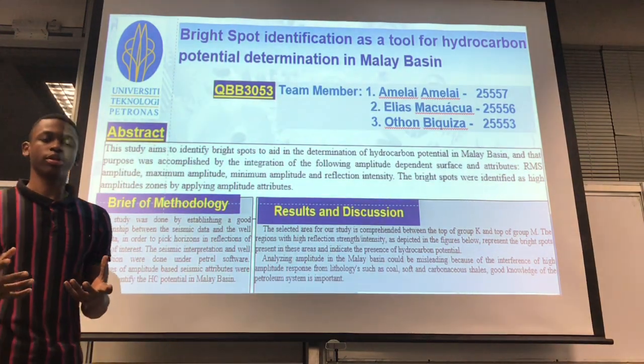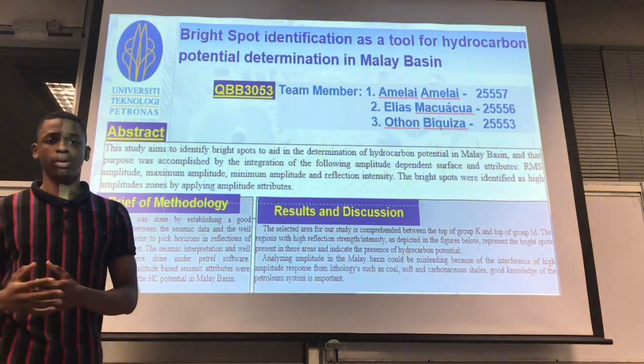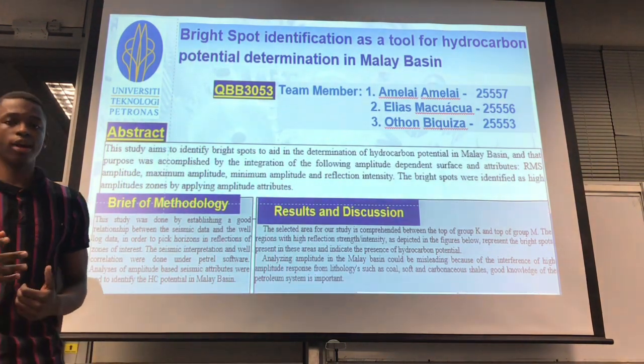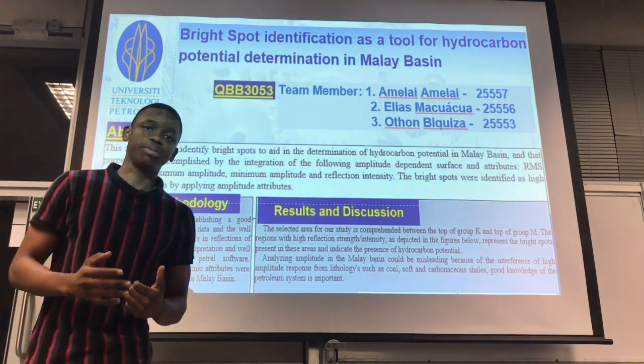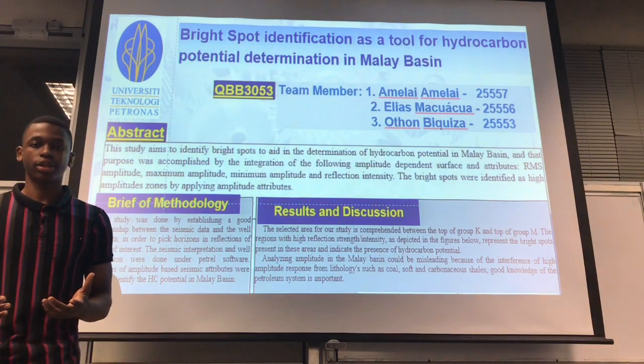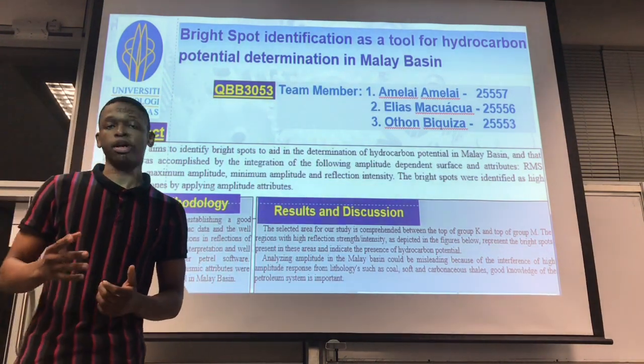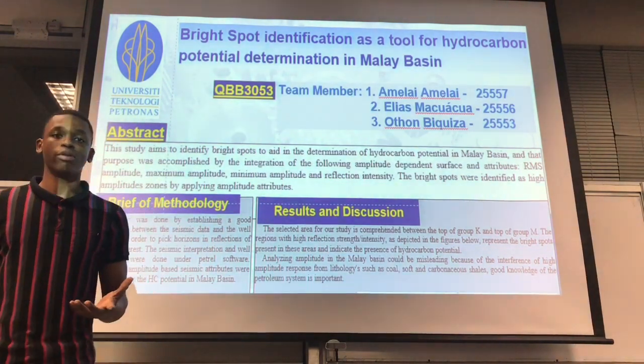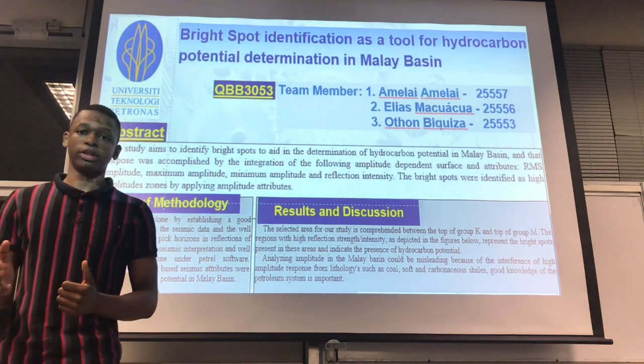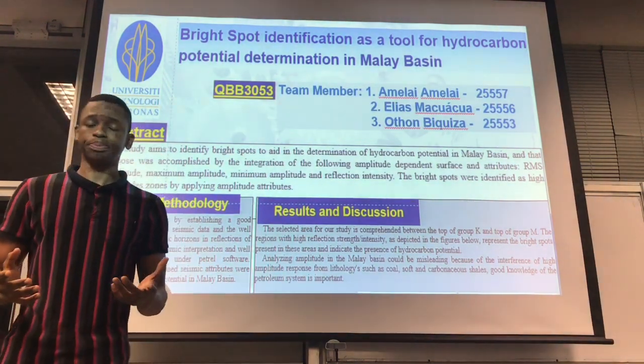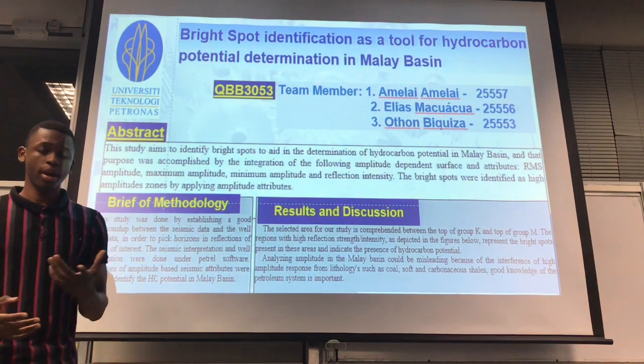Before I start, I would like to explain what a bright spot is. A bright spot is a high local amplitude seismic attribute anomaly, which can be used to identify the presence of hydrocarbon, and therefore is also known as a direct hydrocarbon indicator. It is used in hydrocarbon exploration by geophysicists.